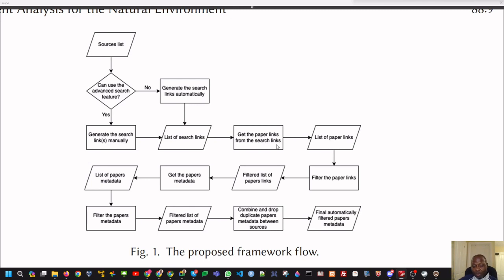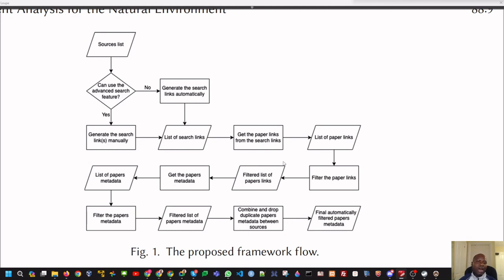Of course, the paper list changes from year to year because more papers are being published that qualify for that search. So search links are quite useful. Once you create a search term and you run a search query, some sources will give you a search link. Right. Then after that, you collect the papers and you go through the entire process through this flowchart.